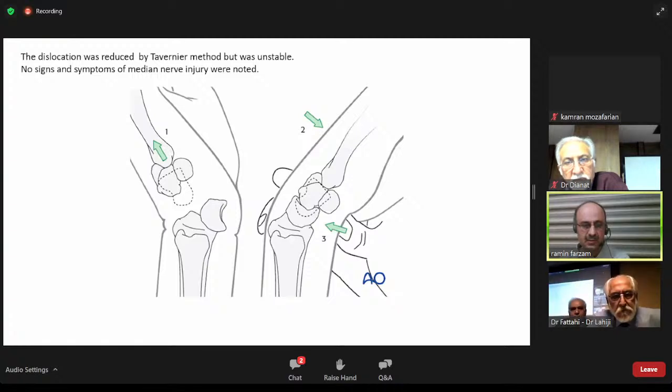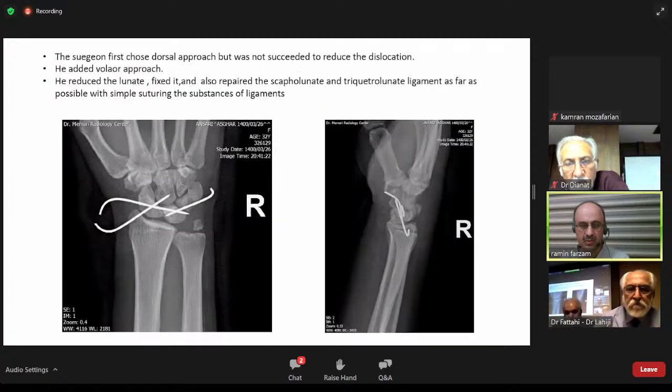The surgeon decided to reduce it as an emergency. He tried to reduce the capitolunate dislocation by the Tavernier method. As you know, in the Tavernier method, the surgeon puts his thumb against the lunate and then applies axial traction to the metacarpal, and from hyperextension goes to flexion. And you may hear an audible clunk when the capitate reduces into the lunate. Now, after reduction, the wrist goes from flexion to neutral or slight extension. No signs and symptoms of median nerve injury were noted in this case.